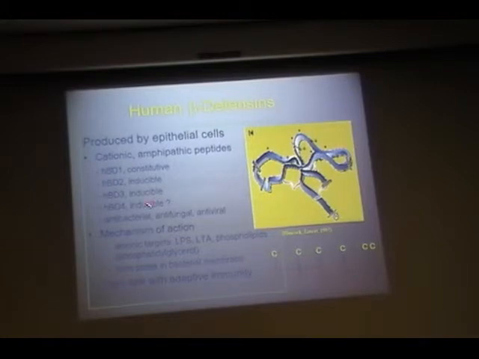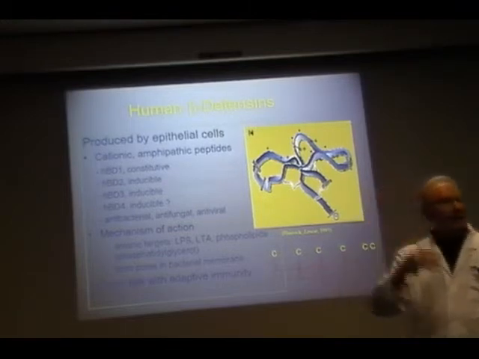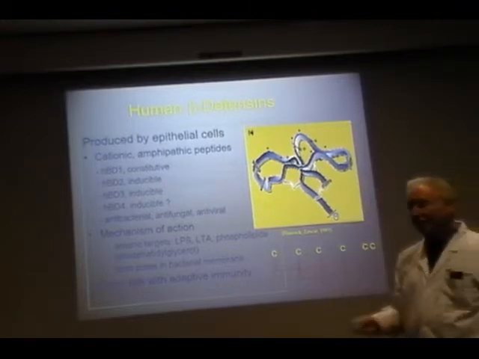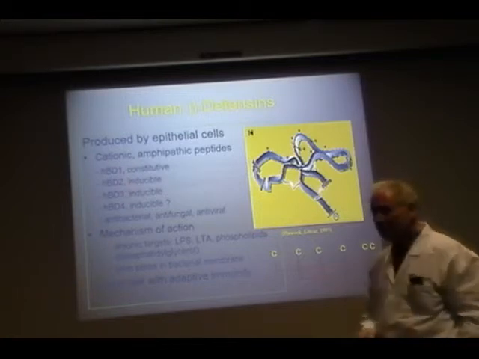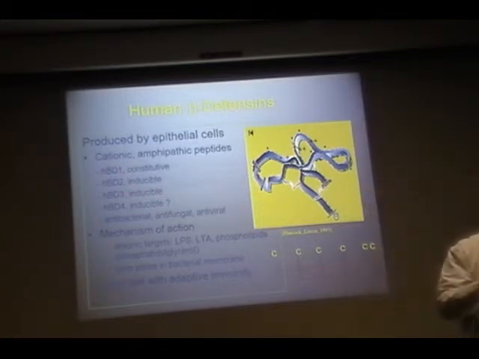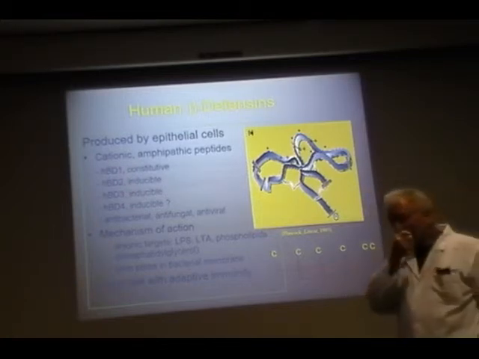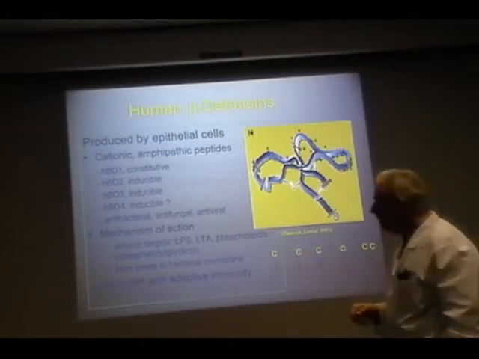So it's going to go up when there is a microbial challenge. HBD3, of all of them, is probably the most antibacterial because it's got the highest cationic charge. It's plus 11. These other ones are plus 7, plus 5. So it's very, very cationic.